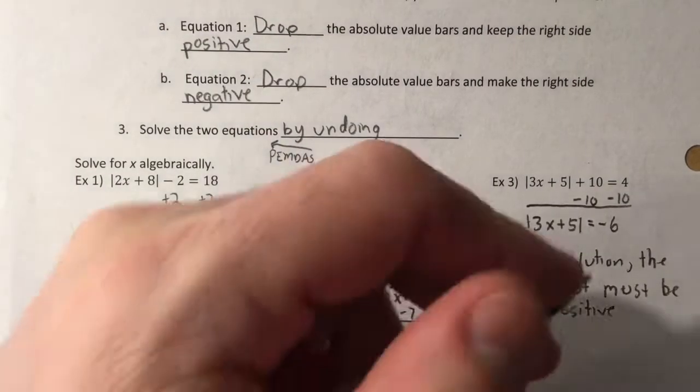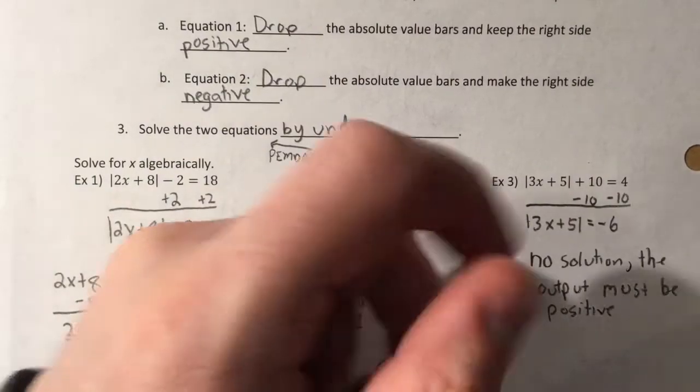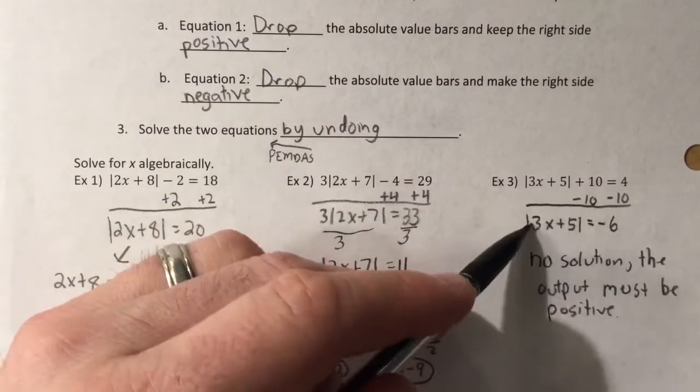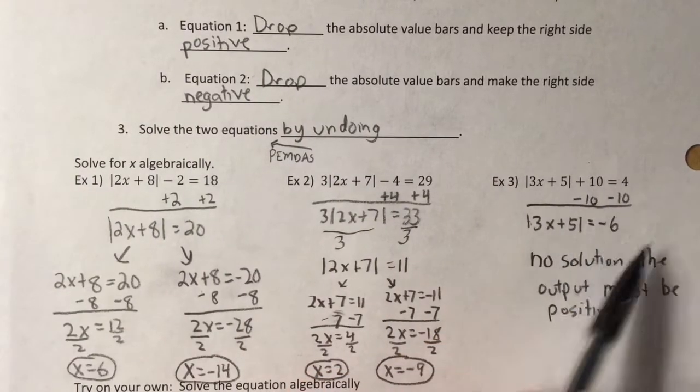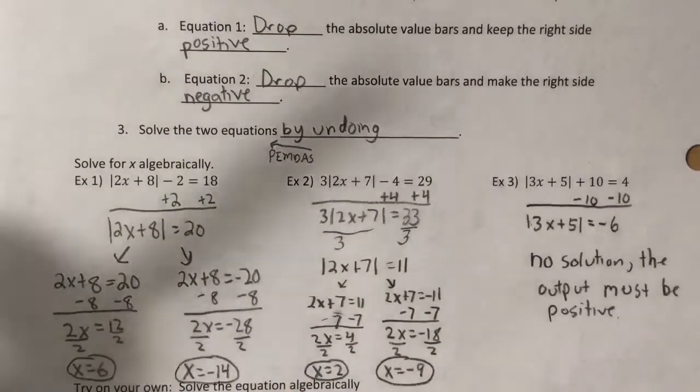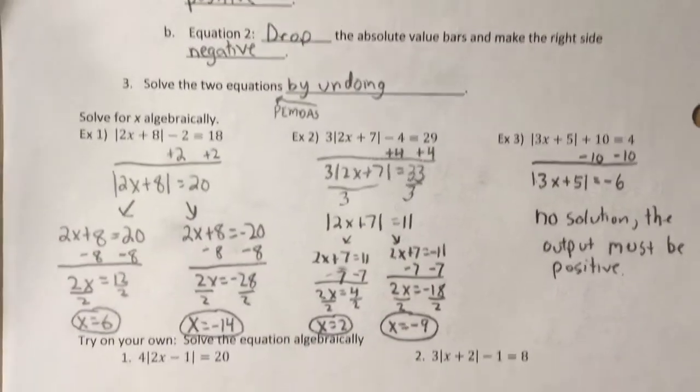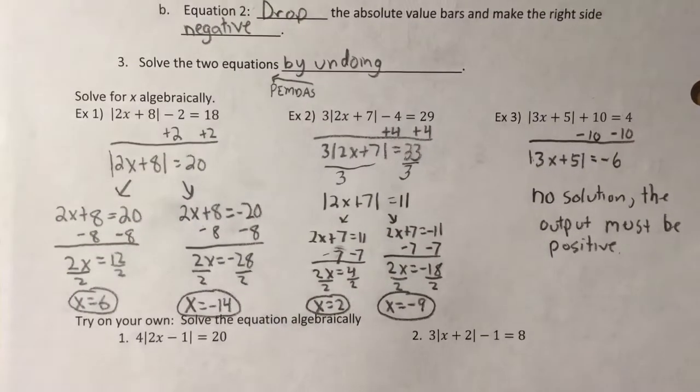The only time there's no solution is when the absolute value is totally isolated and the other side is negative. If I had a negative here and when I add it, it's positive, then once the absolute value is isolated, there are solutions, but no solution here. All right, go ahead and try these two on your own.